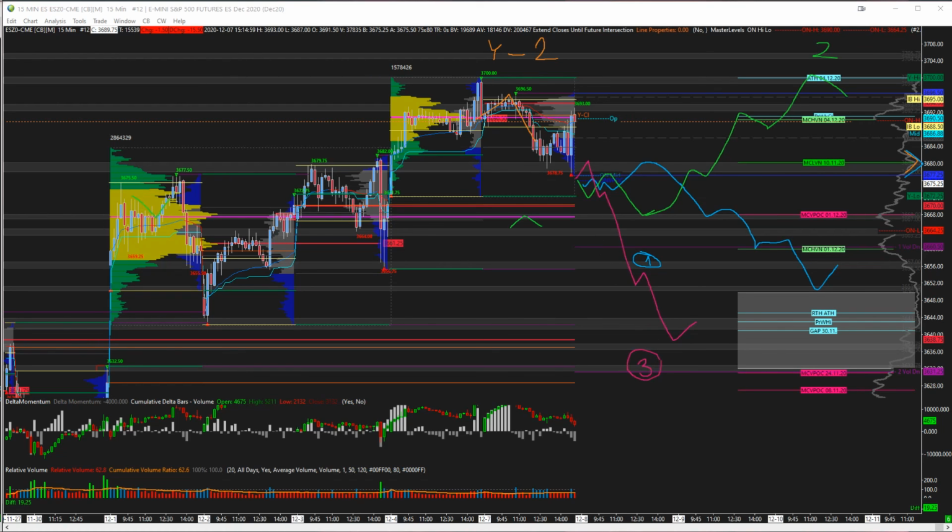Scenario 4 is the opposite to the upside in a trend-like mode. Take out the all-time high at 3,700, and the 704 are all session high. That's scenario 4.